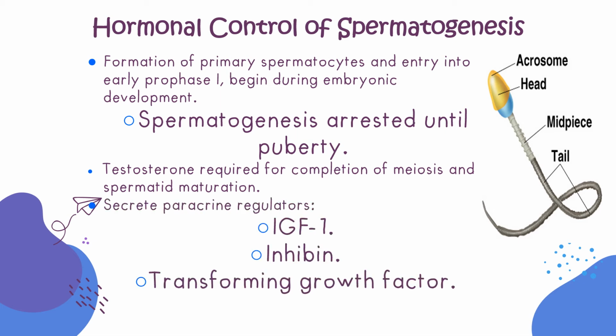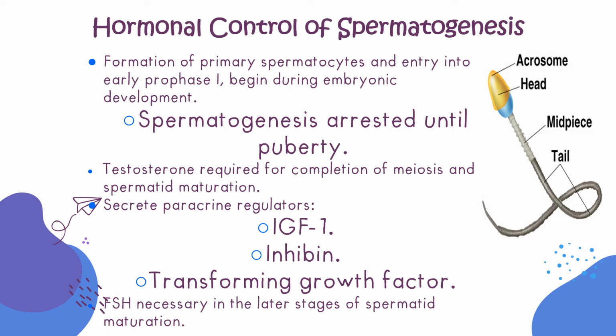Testosterone secretes the paracrine regulators, that is insulin-like growth factor 1 and the inhibin, and also the transforming growth factor TGF. FSH is necessary in the later stages of the spermatid maturation.